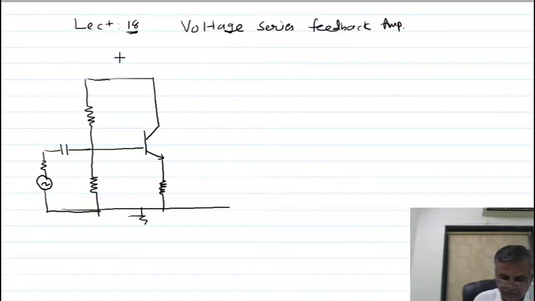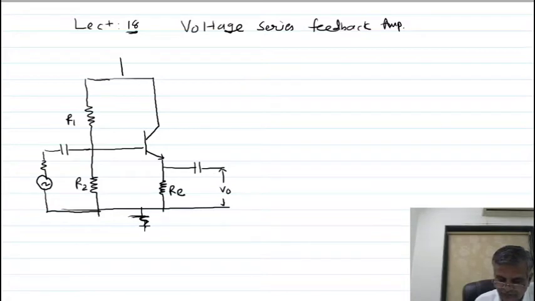This is a ground, this is a supply. You are taking the output voltage from the emitter lead. This is output voltage VO. This is RE. This is R1. This is R2. This is a plus VCC.